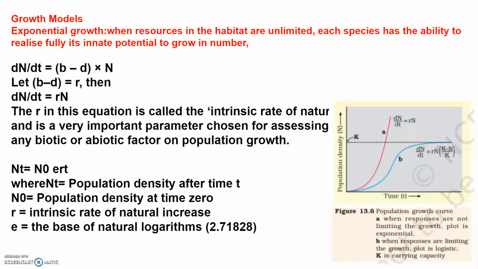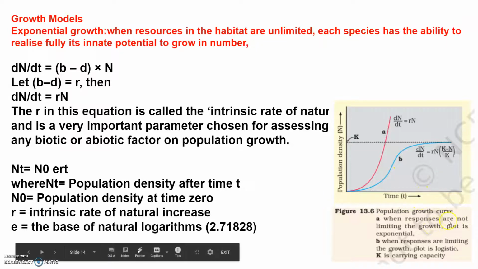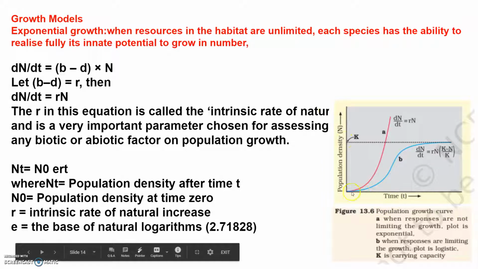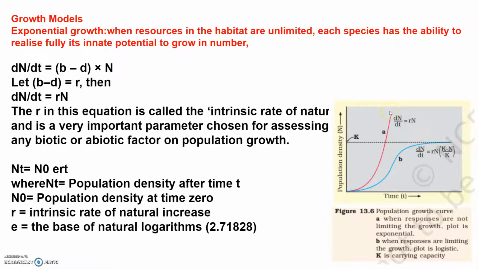So the above equation describes the exponential or geometric growth pattern of a population. Here we can see in figure 3.5 or 3.6, the population growth curve, and it results in a J-shaped curve. This is the exponential growth curve, shown by the J-shaped curve here. When we plot N, that is population density, in terms of time, we get a J-shaped curve for the exponential growth.